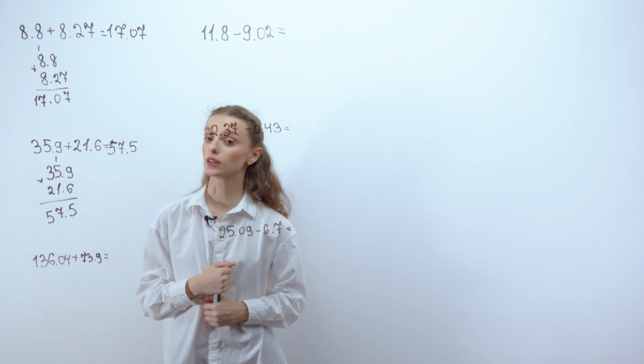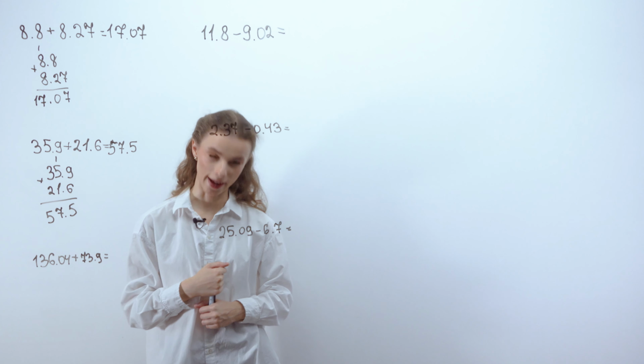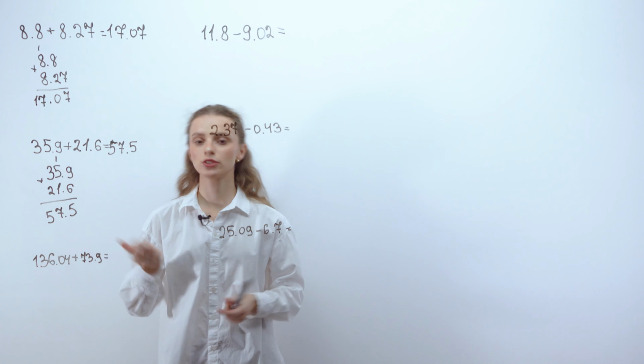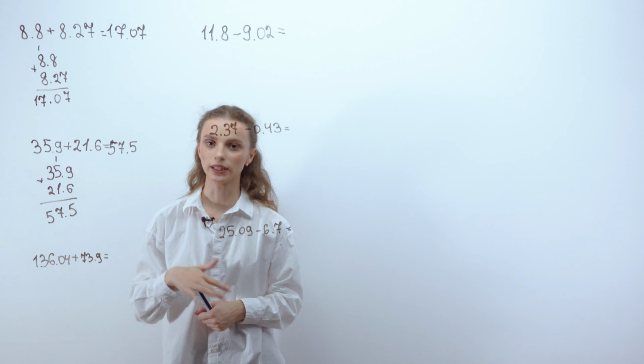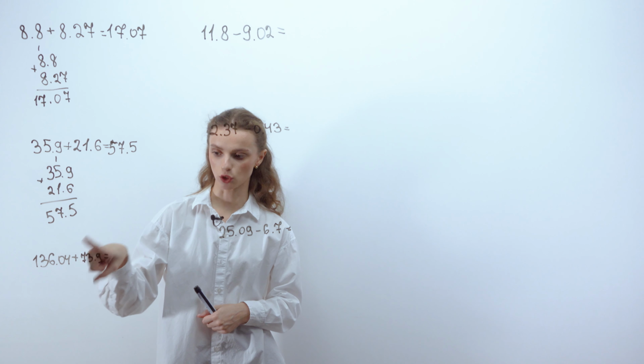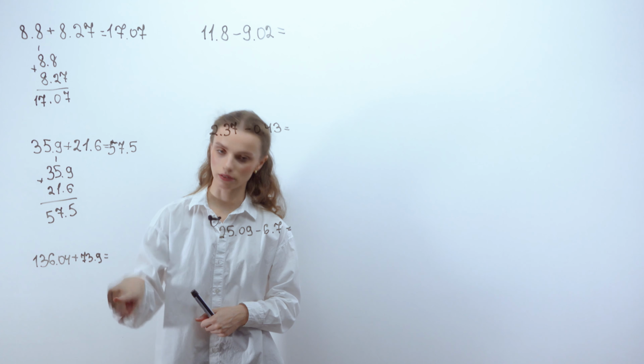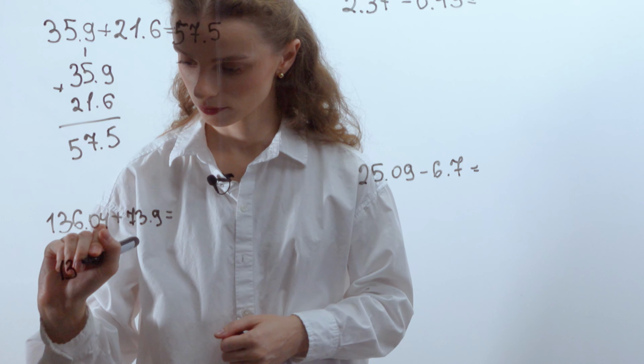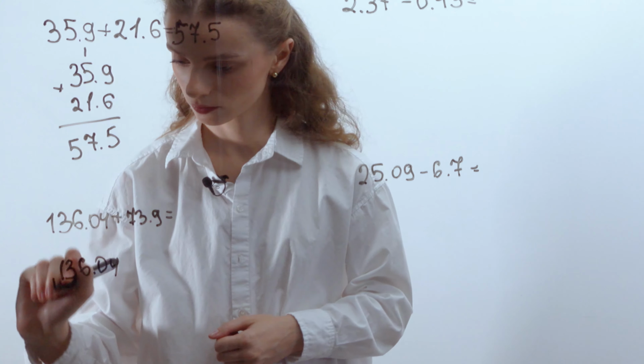And let's do our final example when we add decimals. We have 136.04 plus 73.9. Standard algorithm, align decimal points.